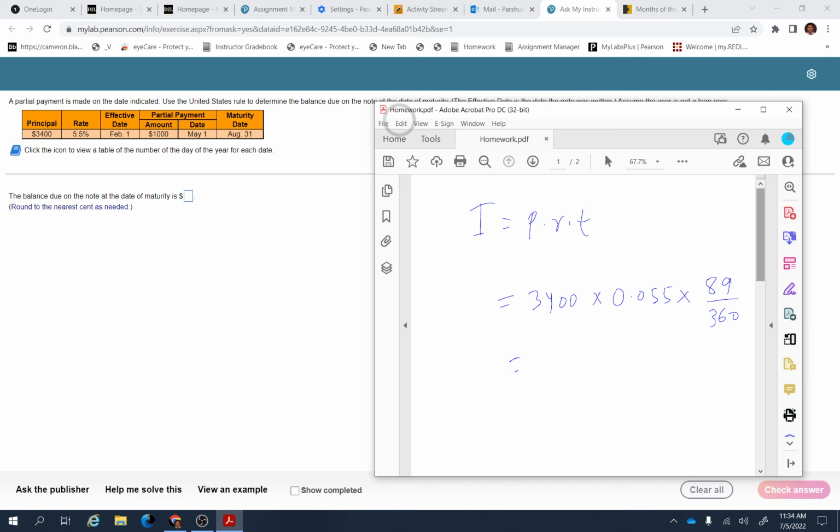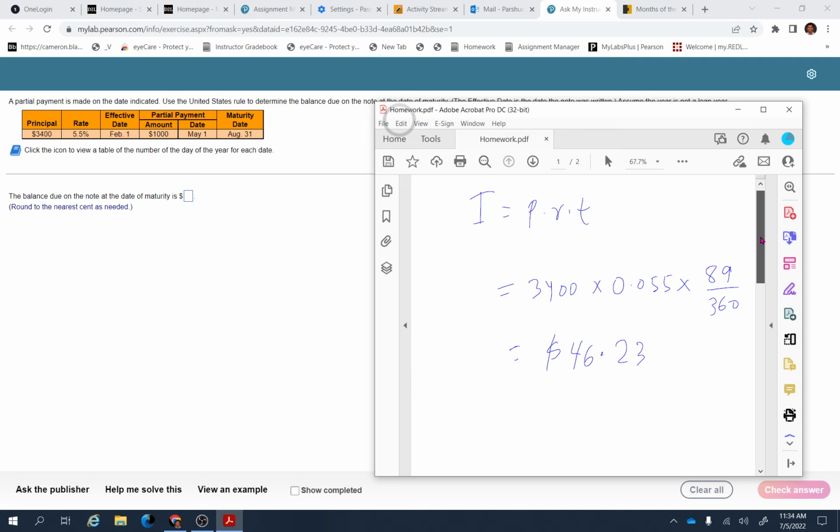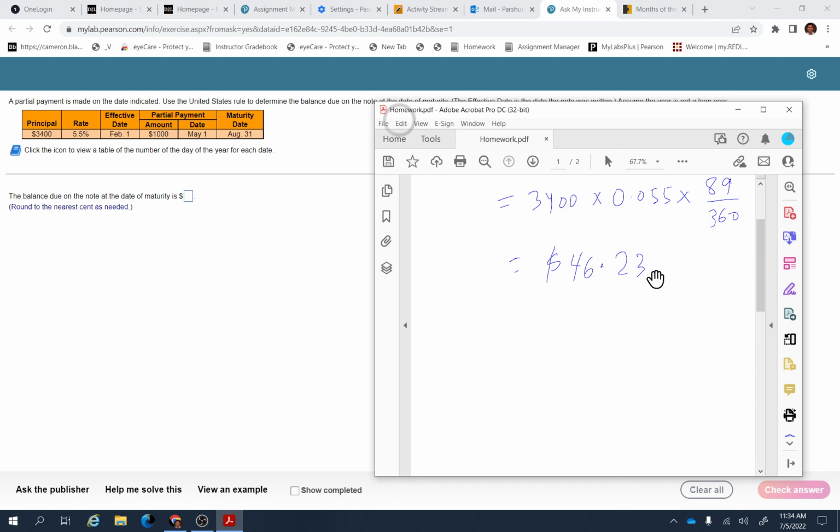So I'm going to use my calculator. 3400 times 0.055 times 89 divided by 360, and that is $46.23. So that's the interest. But on May 1, the partial payment was made, which is $1,000. Out of that $1,000, $46.23 was the interest.